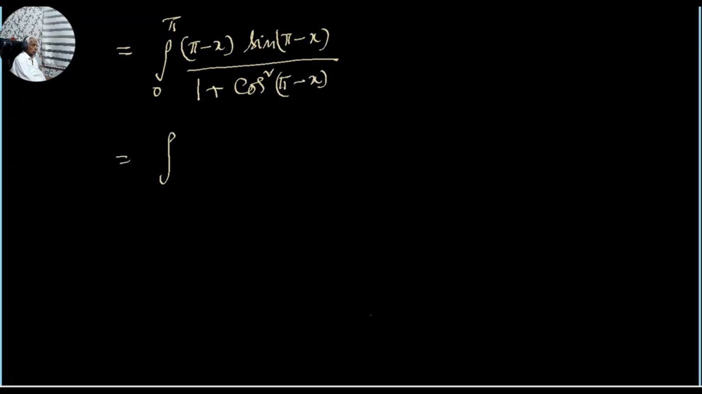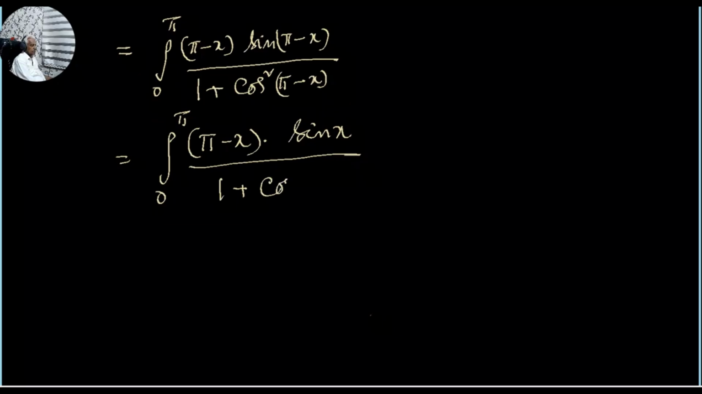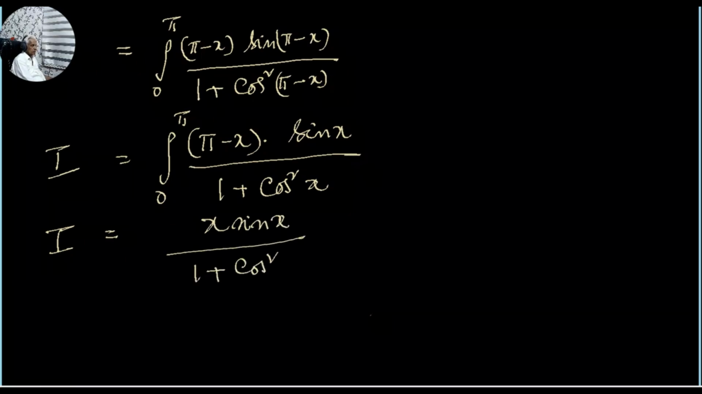So what happened? Integral from 0 to pi of pi minus x, this is sin x, by 1 plus cos square of pi minus x, which is cos square x. So this is again I. So I, you add what is given. The given problem looks like this: x sin x by 1 plus cos square x. This is the problem given.